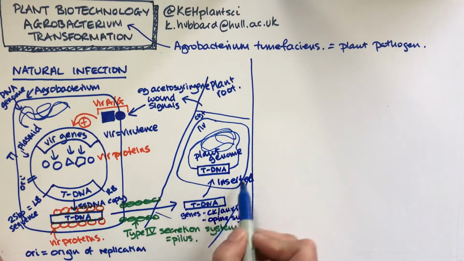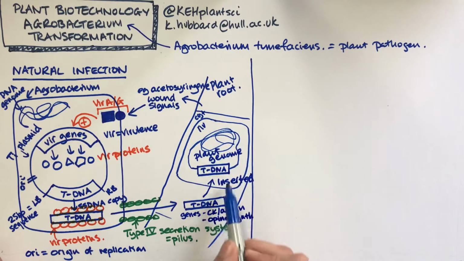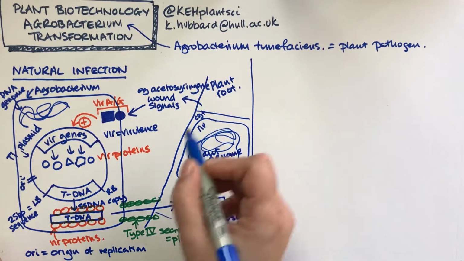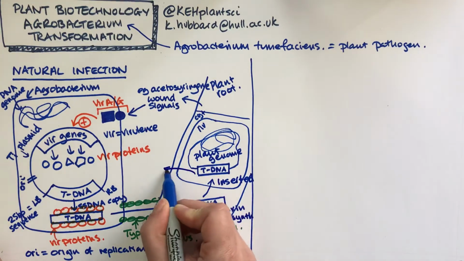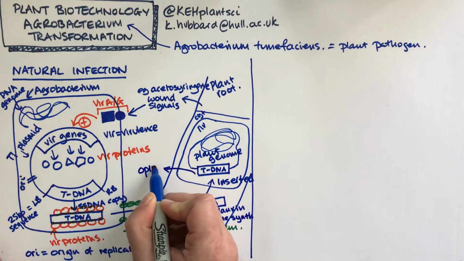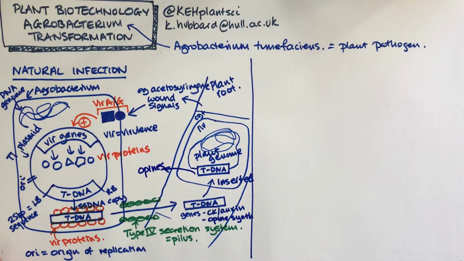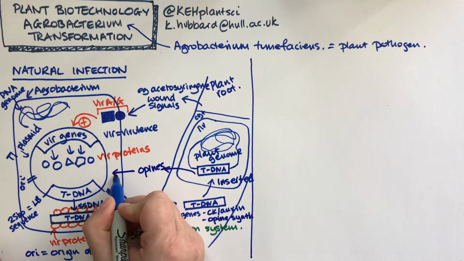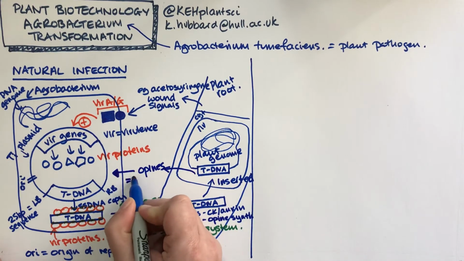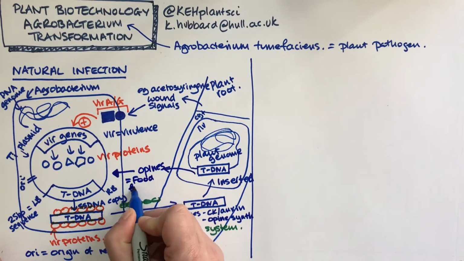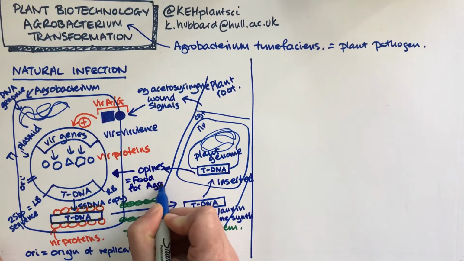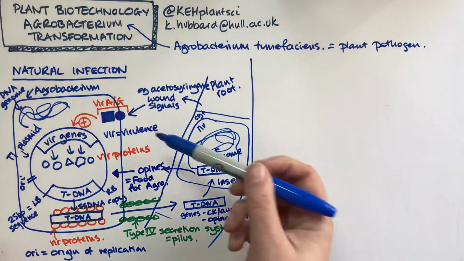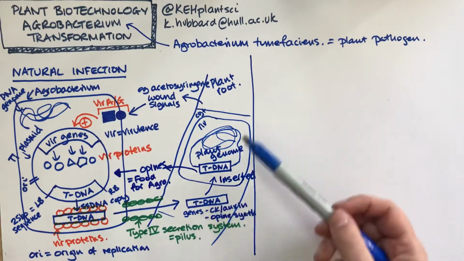So what happens is the plant starts making the genes that are encoded on the tDNA. So we get a tumour forming, and we get opines made, and those are food for the Agrobacterium. Okay, so the Agrobacterium never gets inside the plant cell at all.